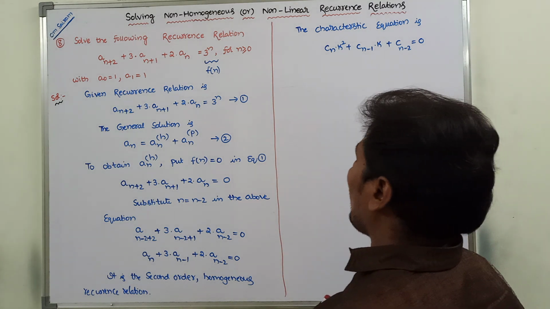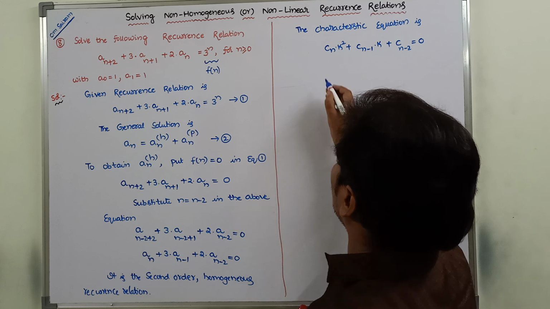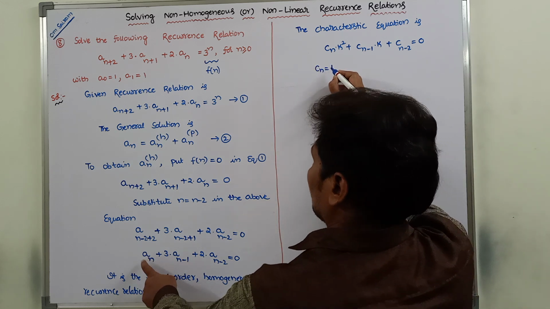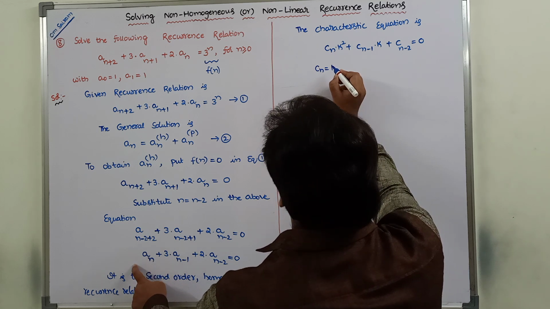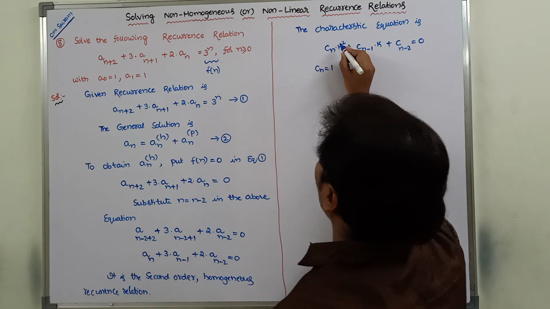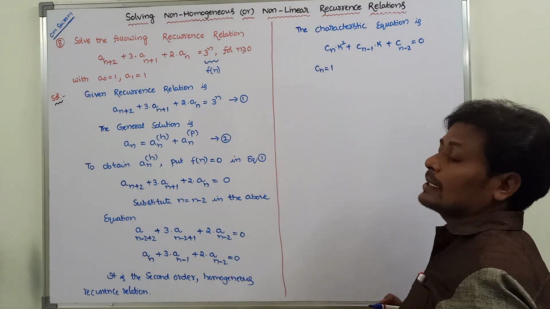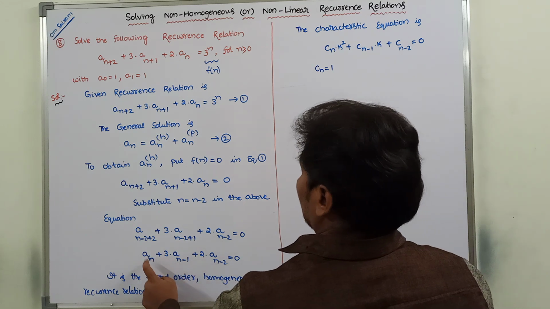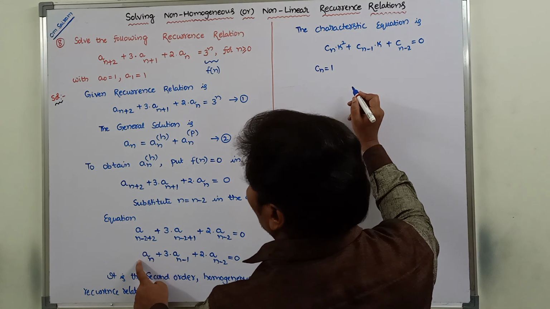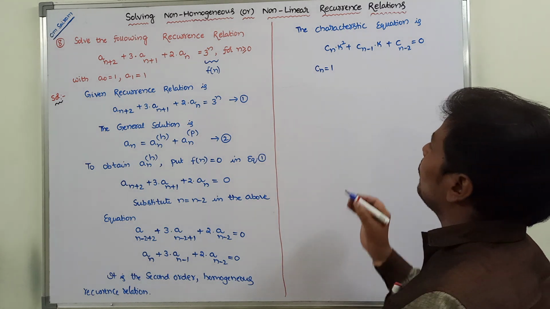Now comparing this equation with that equation, C suffix n is equal to 1. The a suffix n coefficient is C suffix n. Here a suffix n value is nothing but k square, so the k square coefficient is nothing but C suffix n. Here k square is nothing but a suffix n, and the a suffix n coefficient is 1. Therefore C suffix n is equal to 1.